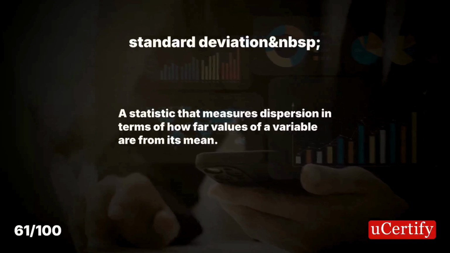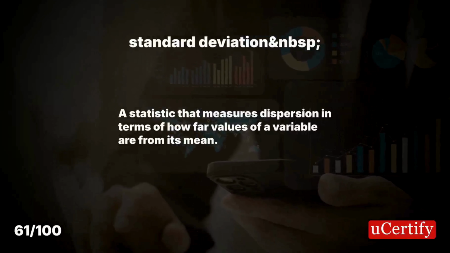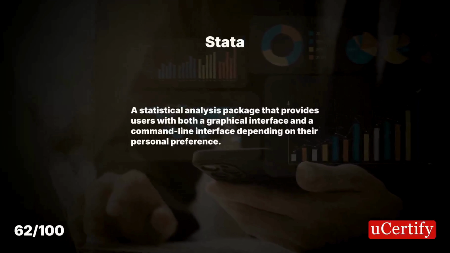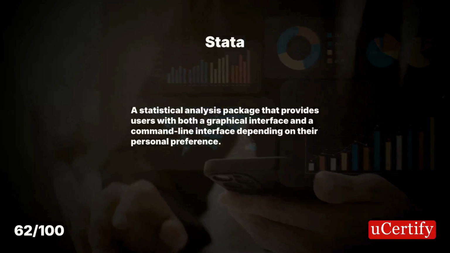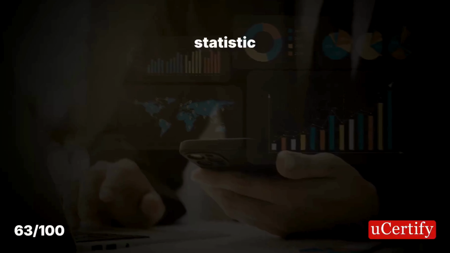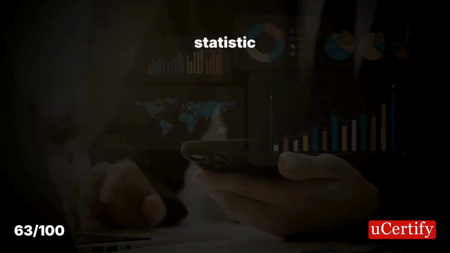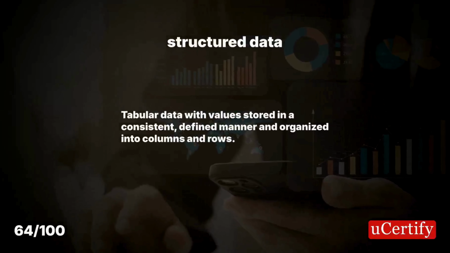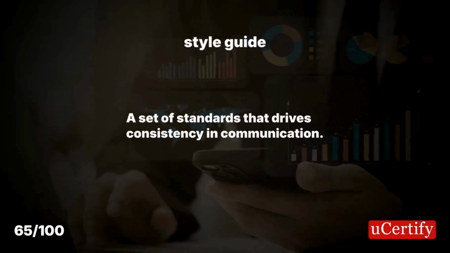Term: standard deviation. Definition: a statistic that measures dispersion in terms of how far values of a variable are from its mean. Term: Stata. Definition: a statistical analysis package that provides users with both a graphical interface and a command line interface, depending on their personal preference. Term: statistic. Definition: a numeric representation of a property of a sample. Term: structured data. Definition: tabular data with values stored in a consistent, defined manner and organized into columns and rows. Term: style guide. Definition: a set of standards that drives consistency in communication.